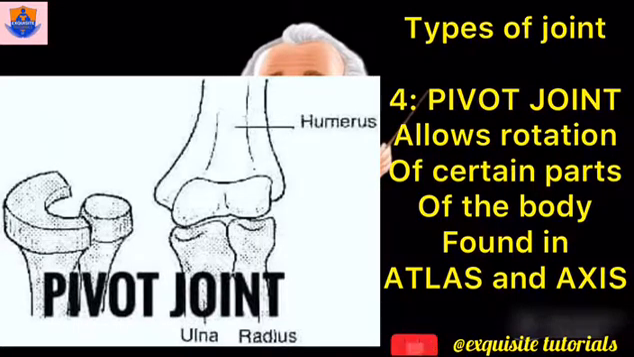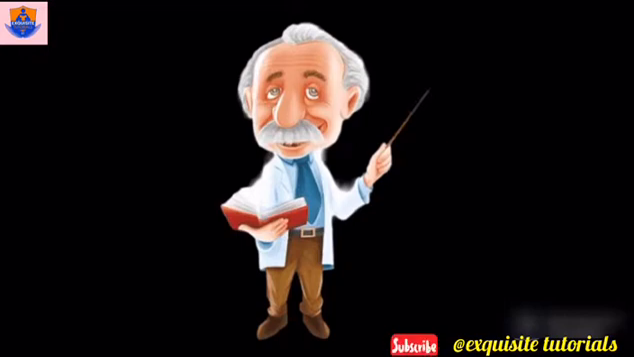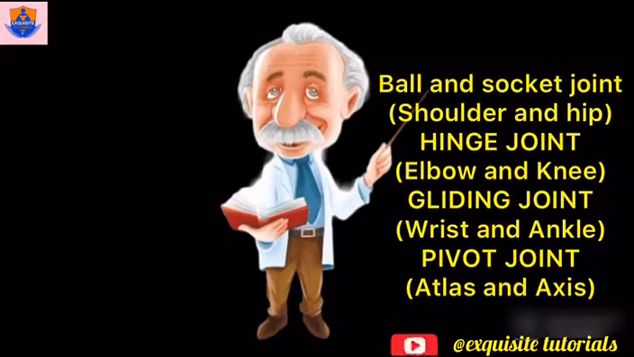Before we proceed, let's quickly review the types of joints and where they can be found. Virtual Tutor told you that we have the ball and socket joint, found in the shoulder and in the hip. The hinge joint can be found where? In the elbow and the knee. The gliding joint can be found where? The wrist and the ankle. The pivot joint can be found where? Very good, the atlas and the axis.